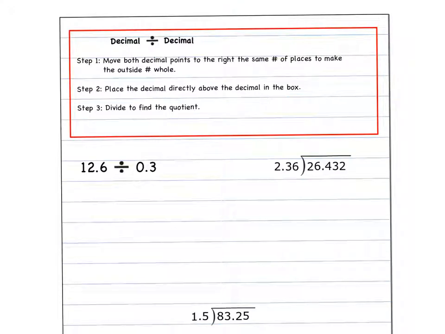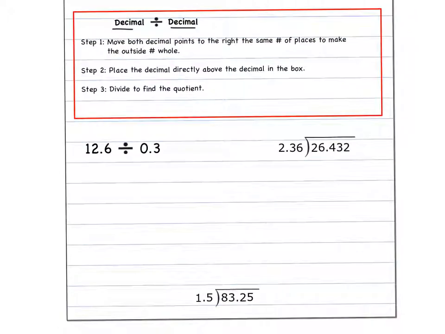All right, now we are looking at when we have a decimal divided by a decimal. A little bit different steps. Write these down and then come back and follow along. Step 1, move both decimal points to the right the same number of places to make the outside number whole. Step 2, place the decimal directly above the decimal in the box. And then step 3, divide to find the quotient.